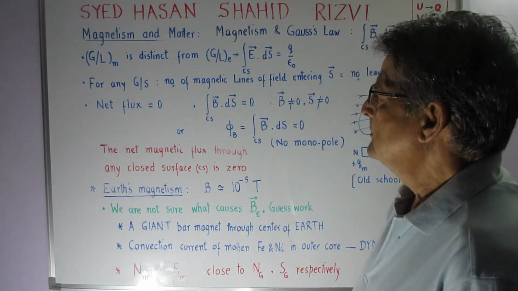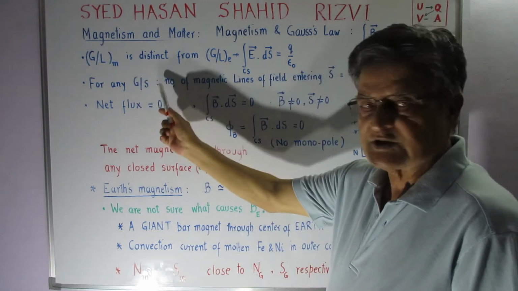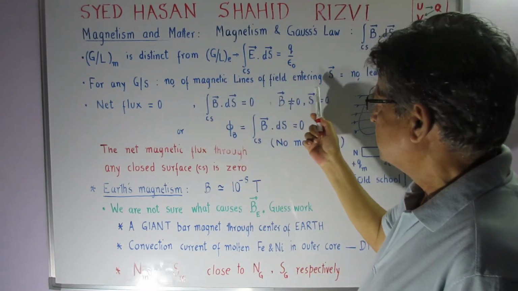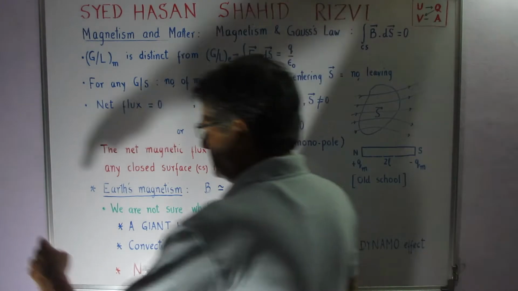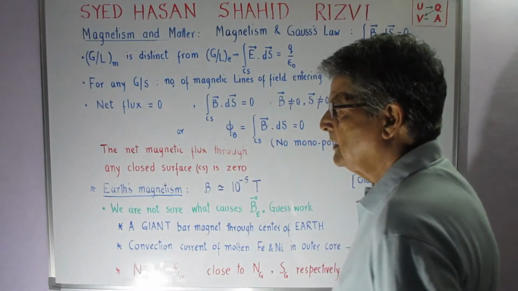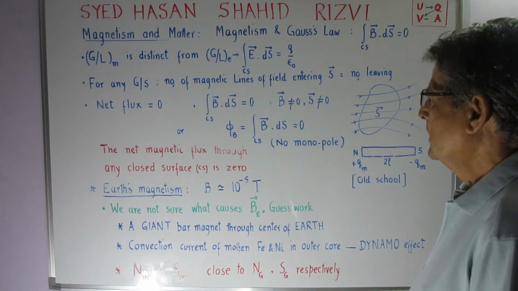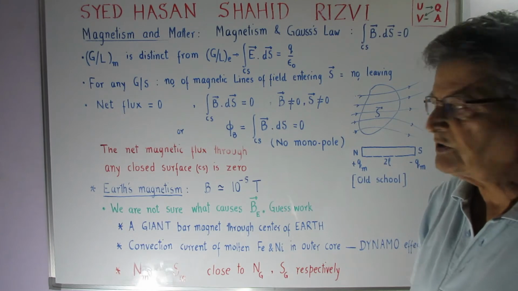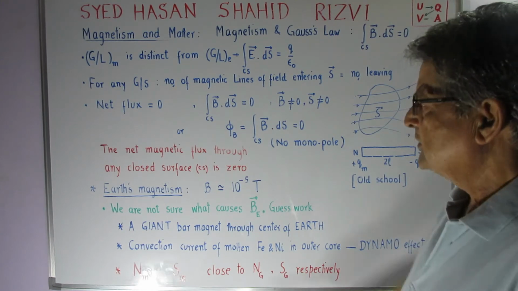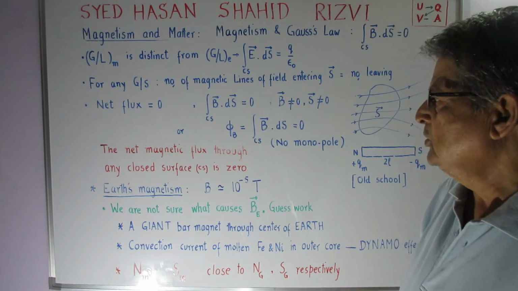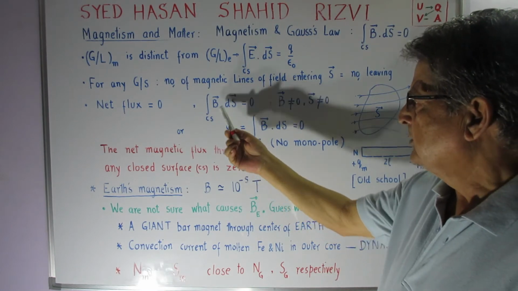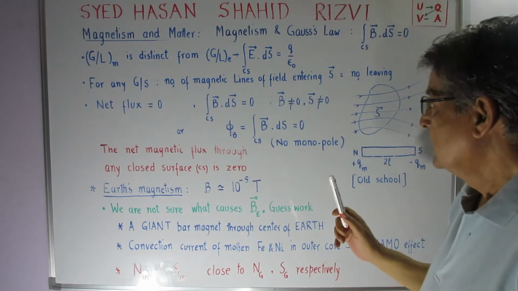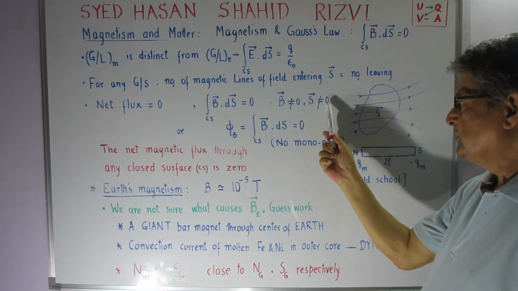Now, in this Gauss law, if we take a Gaussian surface, then the number of magnetic lines of field entering is equal to the number of lines of field leaving the Gaussian surface. So the net flux phi is equal to 0. Or we can write that B dot dS over the closed surface is equal to 0, even if B is not equal to 0 and S is not equal to 0.